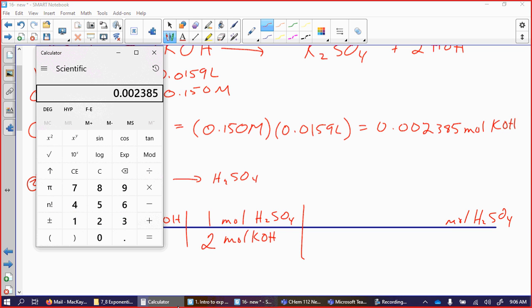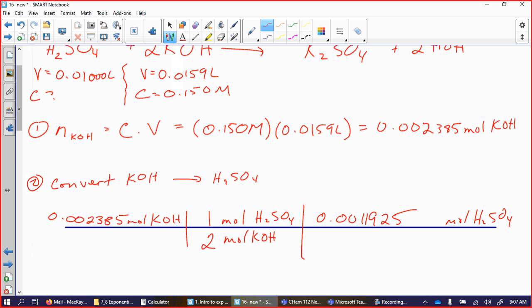So this is where the numbers stay in the calculator. A lot of high school students love to clear numbers out of their calculator. If you're going to use it again, don't push clear. Well, 1 divided by 2, or just divide by 2. I was going to multiply by 0.5, 0.001911925 moles of sulfuric acid.